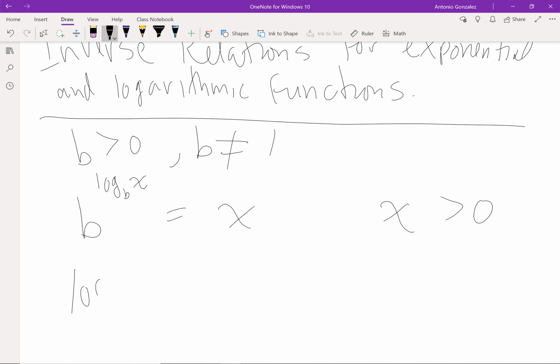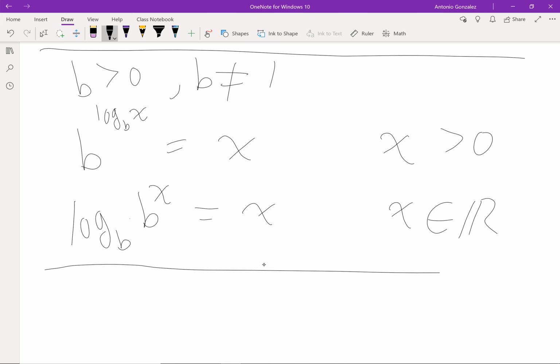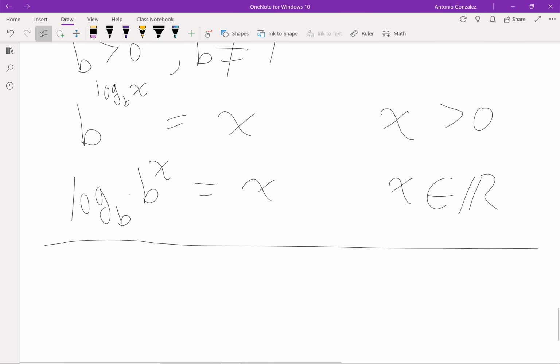And then log base b of b to the x is equal to x, and this is for x being any real number. These are compositions, so make sure that x is in the domain of the inner function. When it's the logarithm, it must be positive. In the second one, the exponent of b can be any real number. If we think of log base b as simply a ratio of two natural logarithms, it follows that the domain and range are very similar to the natural log domain and range.